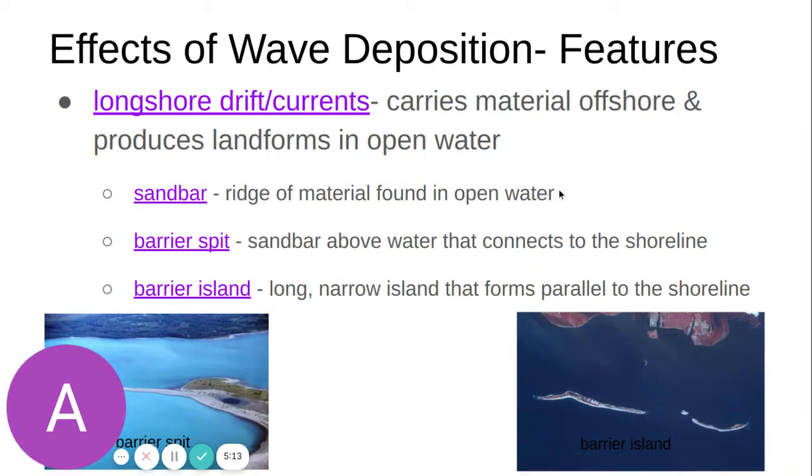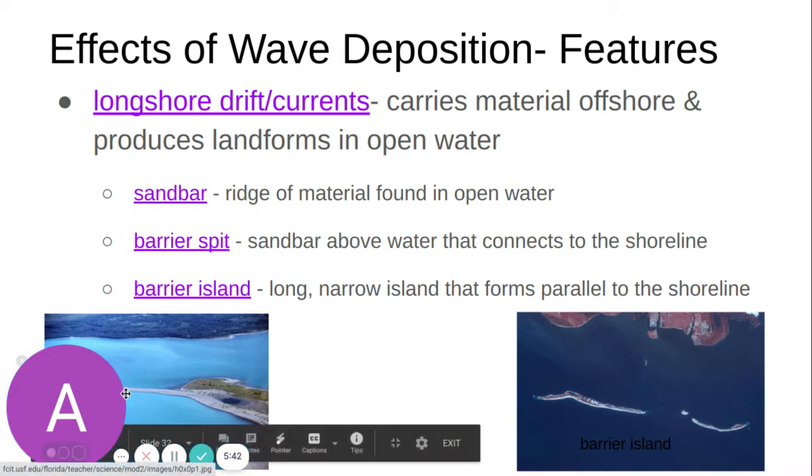If you've ever been to the beach and you wander out, the deeper and deeper you get, and then maybe you come to an area that's more shallow. All that is sediment that has been deposited on this ridge. You can't see it from the beach, but as you walk out deeper into the ocean, you may come across one, and then you'll find that there's a significant difference in the depth of the water because you're on that ridge. There's barrier spits, which is a sandbar above water that connects to the shoreline.